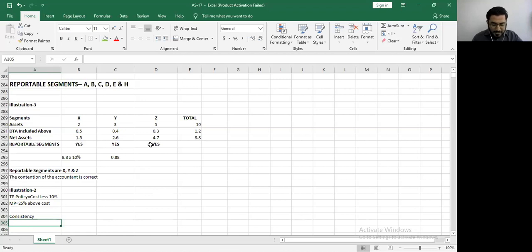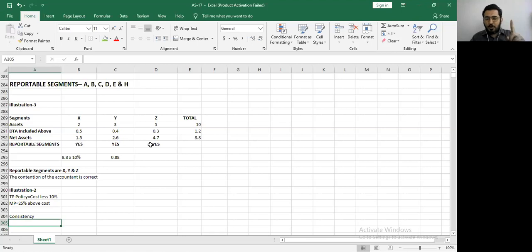Therefore, in the given case, the inter-segment transfer pricing policy adopted by the company is correct only if followed consistently. Are you understanding? So whatever transfer pricing policy you are following does not make any difference. All we want is only one thing, that it should be applied consistently. Are you understanding? Okay. I hope everything is clear to you.